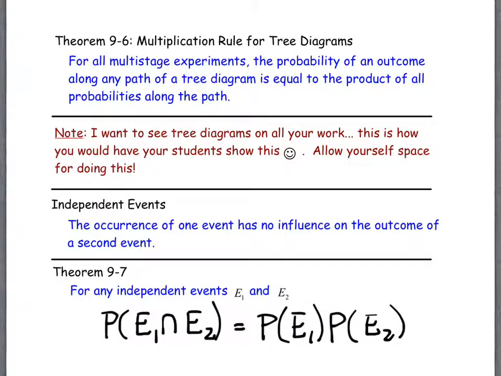Moving back into section 9.2, these multi-stage experiments. We had done some last time with some tree diagrams. They were your favorites. Maybe not, but you're going to get more comfortable with them, and we're going to do some more of them today. And we're going to take a look at example 5.